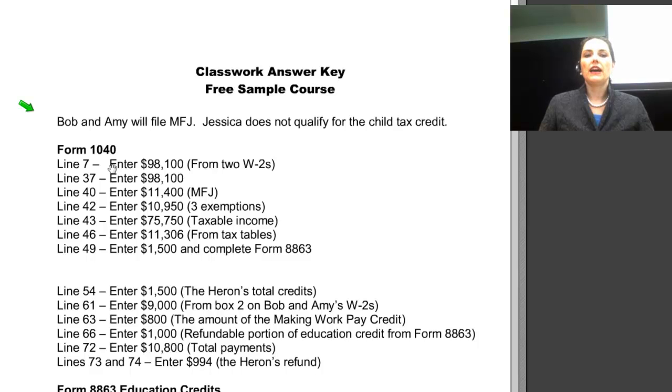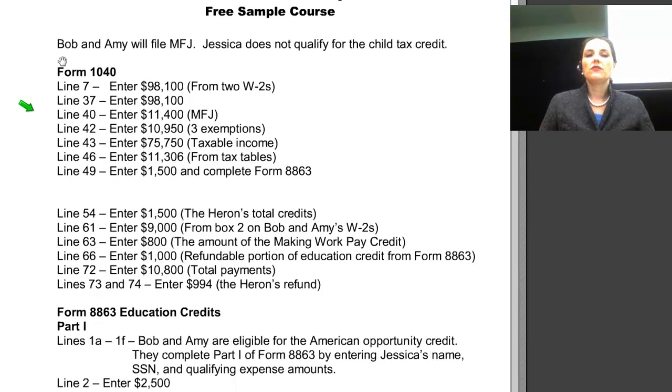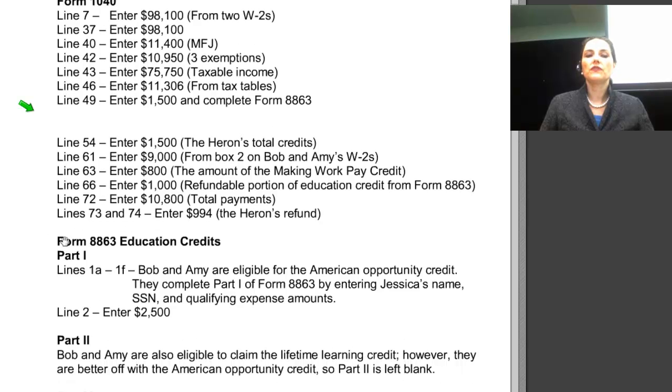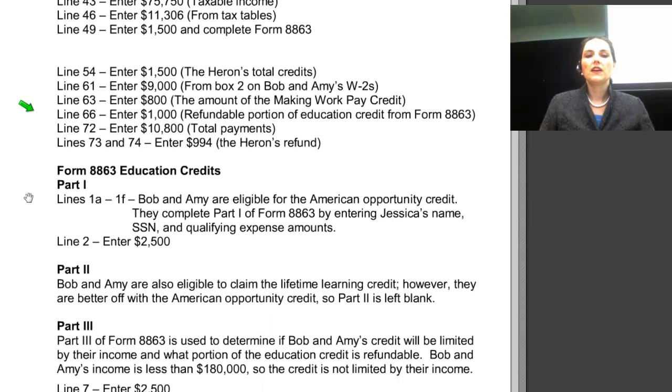So I have up in front of you now the answer key for Bob and Amy Heron. They are going to be filing a joint return. Today's class was not about the child tax credit, but in case you were wondering, Jessica does not qualify for that child tax credit, so that's not a credit that is figured anywhere on the form. I've given you some line entries for the 1040, but rather than read those to you, I will take you and show you the finished Form 1040 that I prepared.